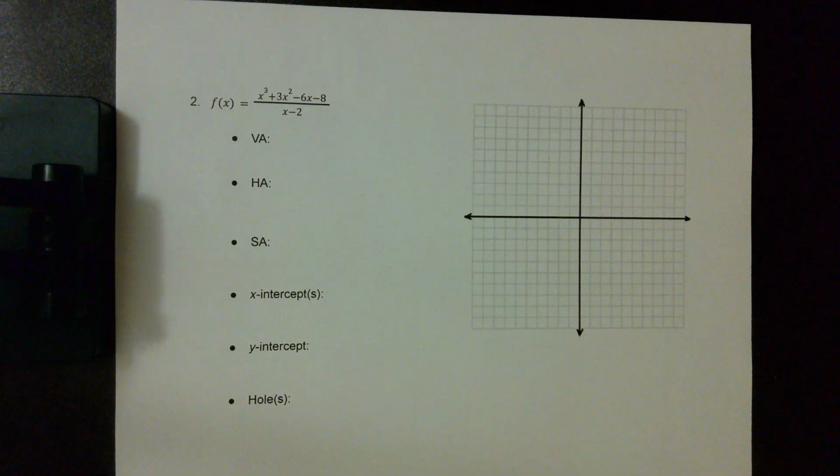This is example 2 on rational functions day 2. So the first thing that we want to do whenever we are going to graph any rational functions is to fully factor the numerator and the denominator. So we can see that the denominator is already fully factored. So next we're going to look to factor the numerator.